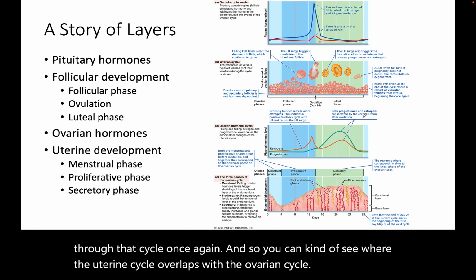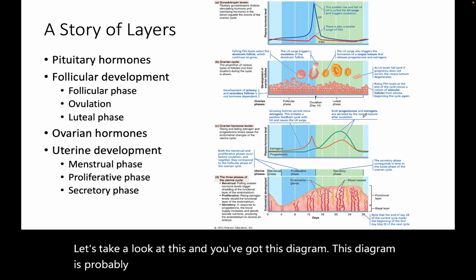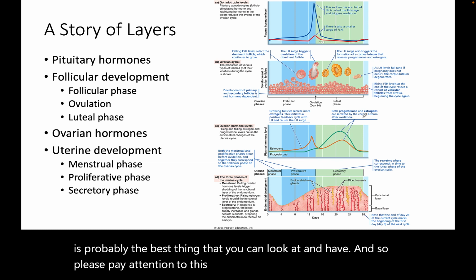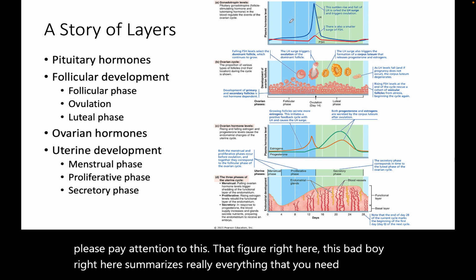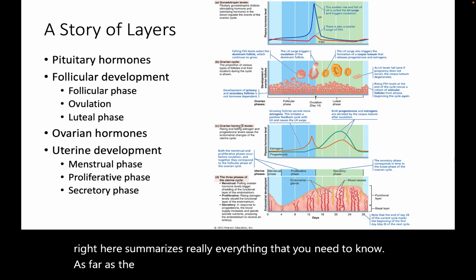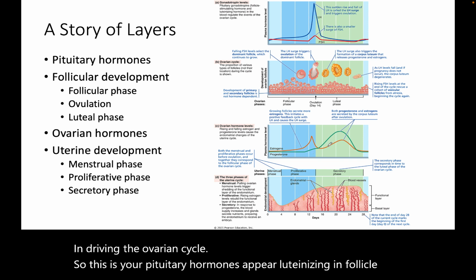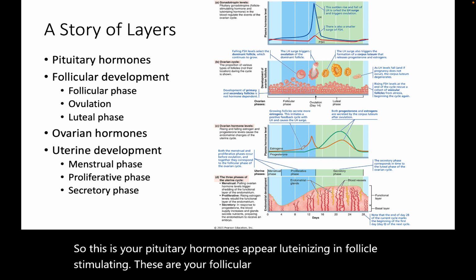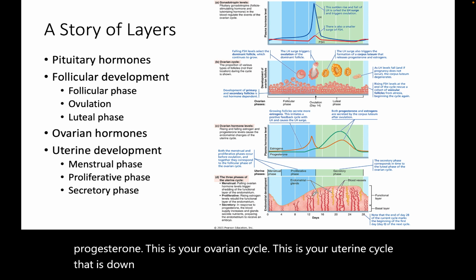So let's take a look at this. You've got this diagram. This diagram is probably the best thing that you can look at and have. And so please pay attention to this. That figure right here, this bad boy right here, summarizes really everything that you need to know as far as the hormones that are involved in driving the ovarian cycle. So this is your pituitary hormones, up here luteinizing and follicle stimulating. These are your follicular hormones, estrogens and progesterone. This is your ovarian cycle, and this is your uterine cycle. That is down here. And so everything is laid out for you.